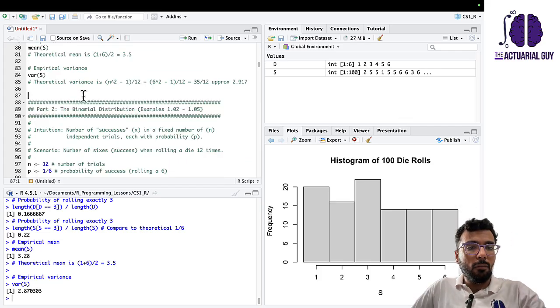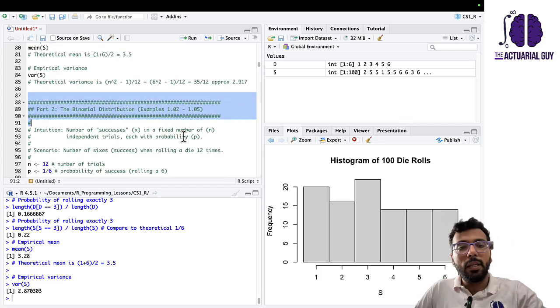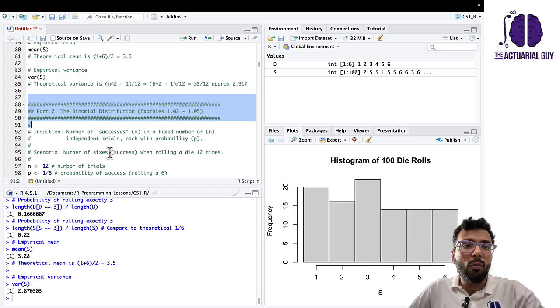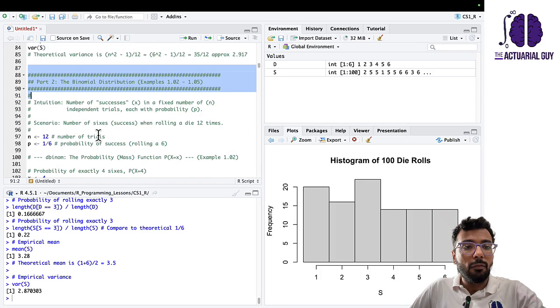Okay, now I want to move on to talking about the binomial distribution. Now we know what the binomial distribution model is. It's the number of successes in a fixed number of n trials where the probability of success in each trial is p, right? For the binomial distribution, R has a lot of inbuilt functions. You won't have to do things from scratch like we did for the uniform discrete distribution. Binomial has a lot of inbuilt functionality, so let's try and understand that.